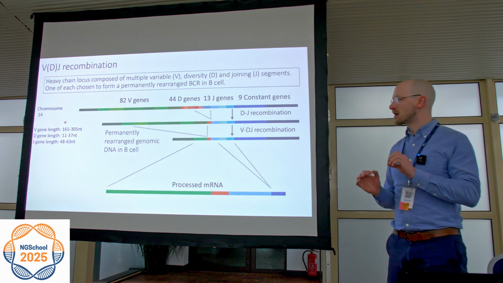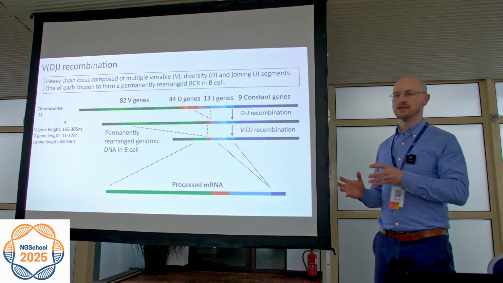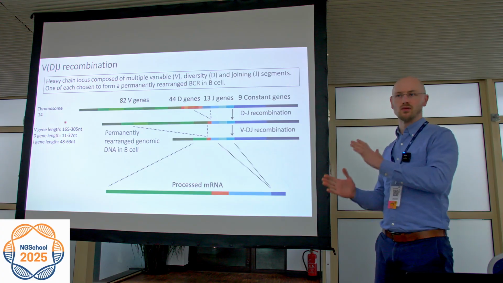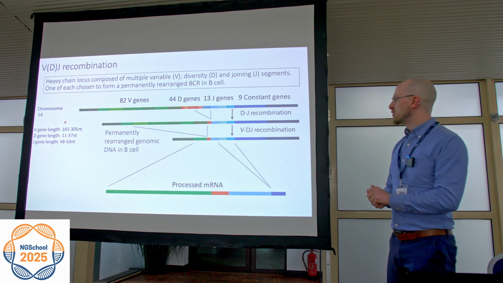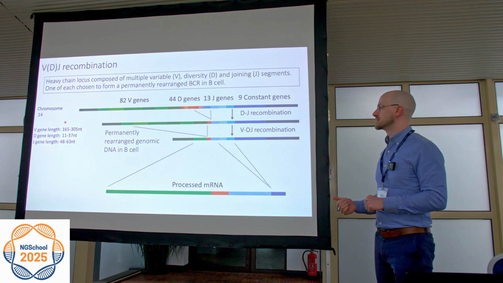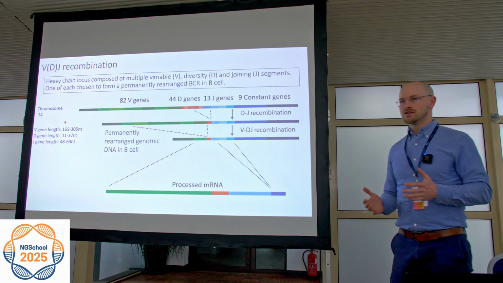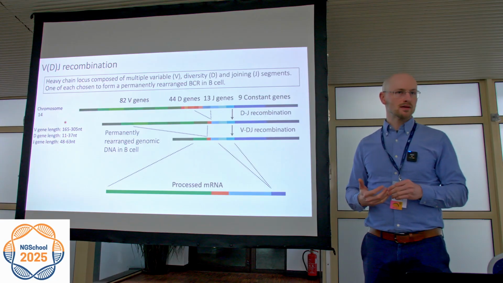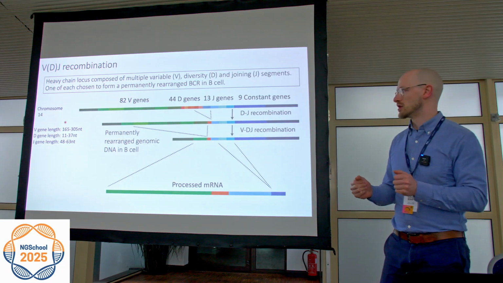D genes are a lot shorter, so short that it's actually kind of hard to tell what is a D and what is just other parts of the sequence. We'll get to that a little later. But it's really important for diversity of antigen binding regions. And then there is the J gene, which is the least diverse of all of the gene segments and is mostly there for structural integrity of the molecule.